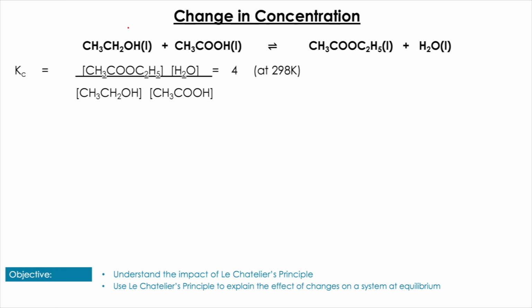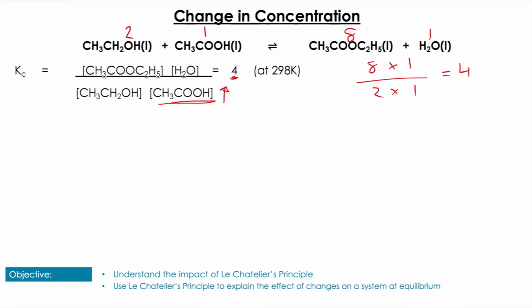So let's just say we've got concentrations of 2, 1, 8, and 1 will work. Now, if we do our calculation there, we're going to get 8 times 1 divided by 2 times 1 equals 4. Fantastic. Okay, which is our Kc. Now, if we change the concentration, then let's have a look at what happens.